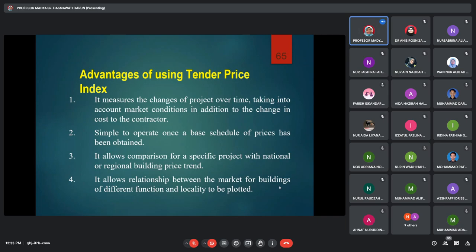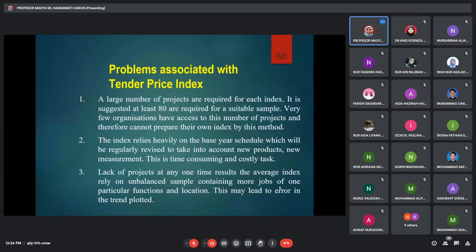Advantages of using the tender price index. I mentioned this already. We measure changes over time. We can see the difference from the base year. We make comparisons between projects. We can see the relationship between different projects, different functions, different localities, different market conditions. The problem is that sometimes the sample does not really provide suitable examples, or the samples you use are open to errors and ambiguities. The more samples you use the better, but if you have very few samples and can only access a few projects because in your storeroom you have few projects, then it's not that accurate. Okay.